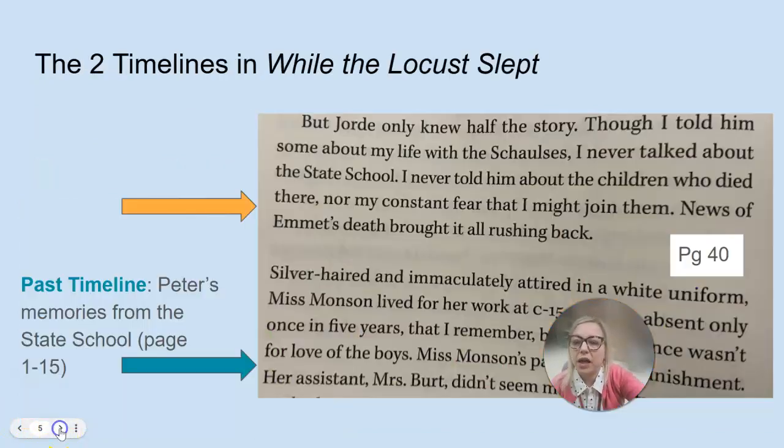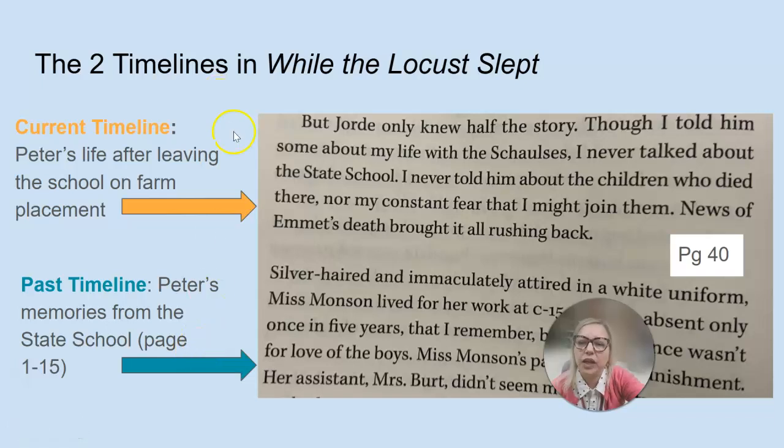In While the Locust Slept, we go back and forth. So in the beginning, in the first 15 pages, we are mostly just at the state school. We don't hear much that happens later. But then after that, starting with the second reading and then throughout the rest of the book, we really go back and forth from paragraph to paragraph.